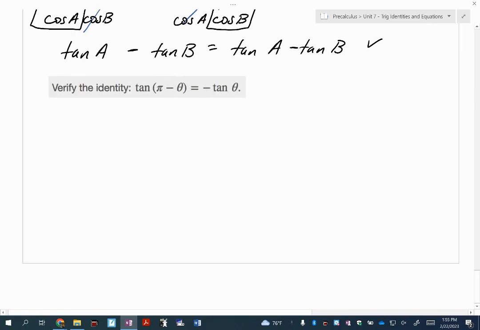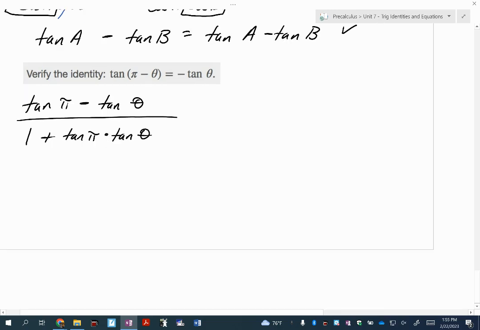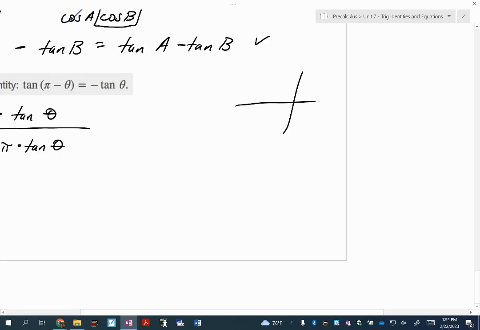All right, one more, and then we'll be finished. So we have the tangent of pi minus theta. So let's go ahead and expand that. So that's the tangent of pi minus the tangent of theta all over 1 plus tangent of pi times the tangent of theta. Now, if you need to go back to your quadrantals for tangent of pi, here's pi. The ordered pair is -1, 0. This is our x, and this is our y, which is cosine or sine.